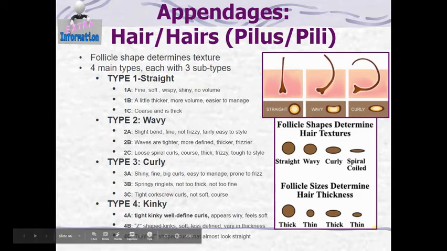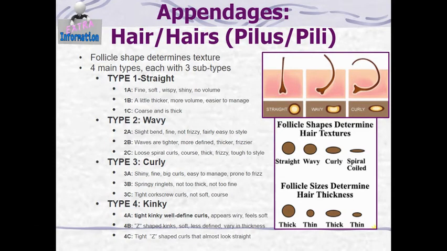Here's some extra information about hair. So it's not just that we have hair, but the follicle shape determines our hair texture. Whether the follicle is round or if it's oval or if it's kind of a U shape, that's going to depend on whether we have straight, curly, or wavy hair. And follicle size will determine hair thickness. So the bigger the follicle, the thicker the hair is going to be. So if you take all of this together, it's going to give you your unique hair texture.